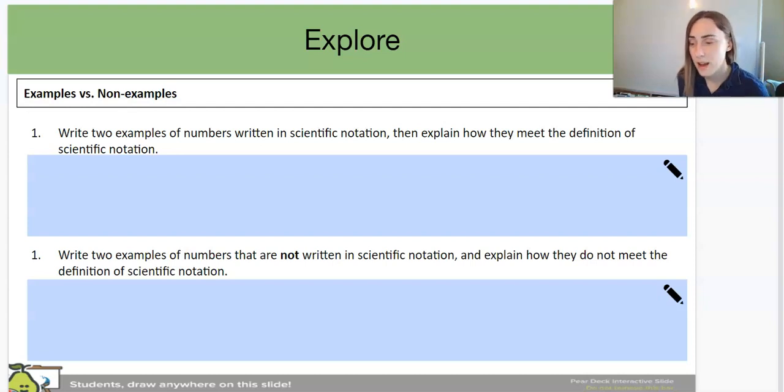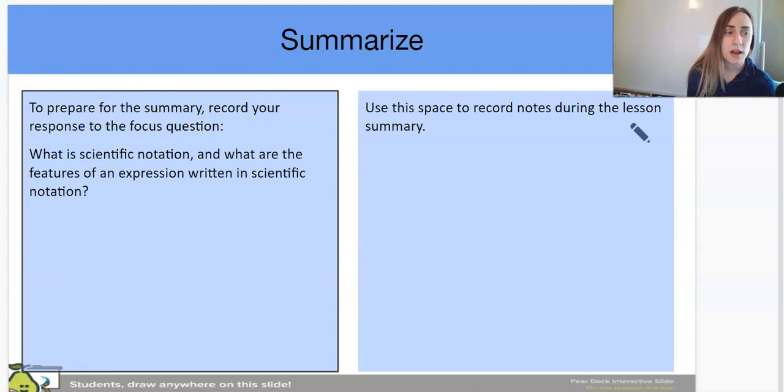Finally, on slide E, when you're ready, we're going to summarize our learning for the day and answer our big focus question from the first slide. What is scientific notation? And what are the features of an expression written in scientific notation?